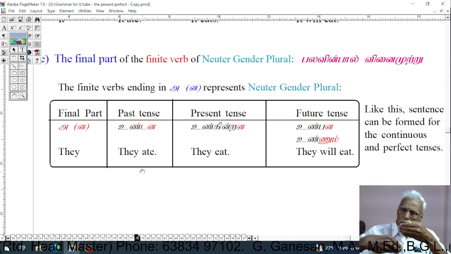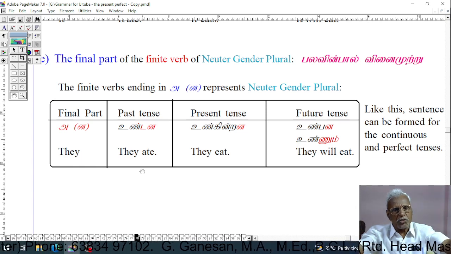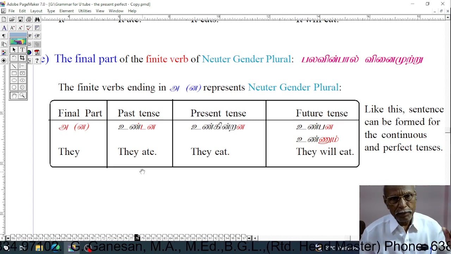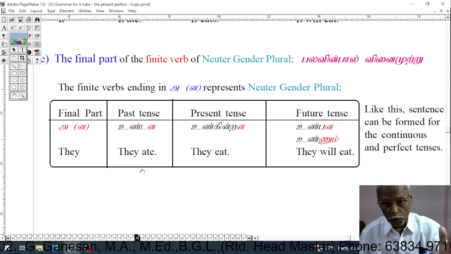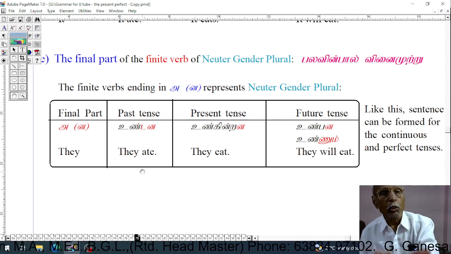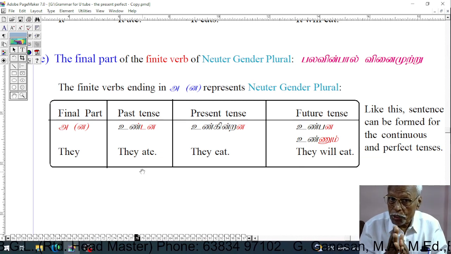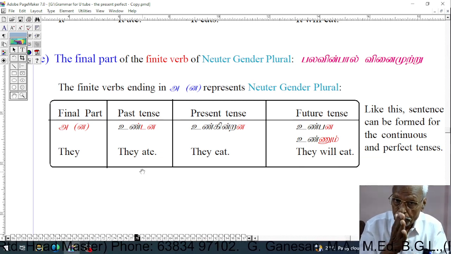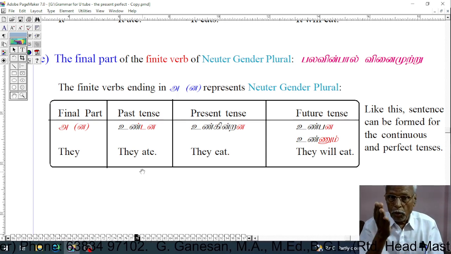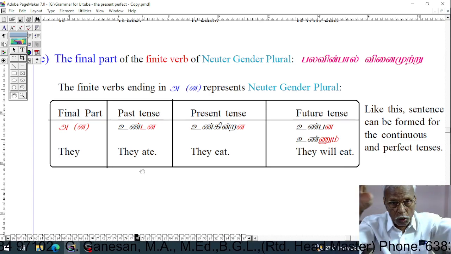Like this, we can do all the nine tenses, that is, continuous and perfect tenses. We can form the sentences in this way. Undana, they ate. Ungindana, they eat. Unnum, they will eat. So for third person neuter gender singular, the final verb should end in tu. For neuter gender plural, the final verb should end in na for all the nine tenses.